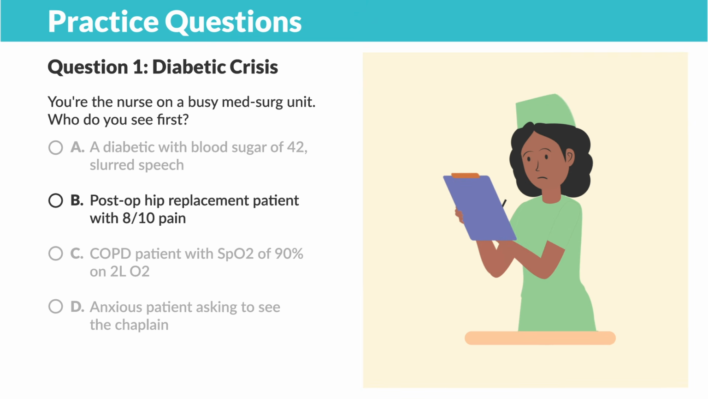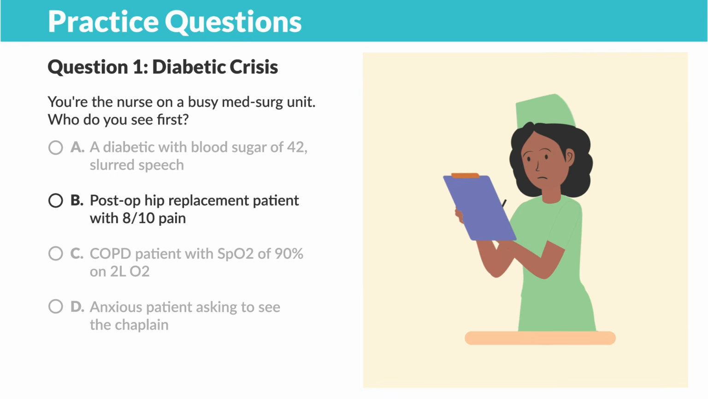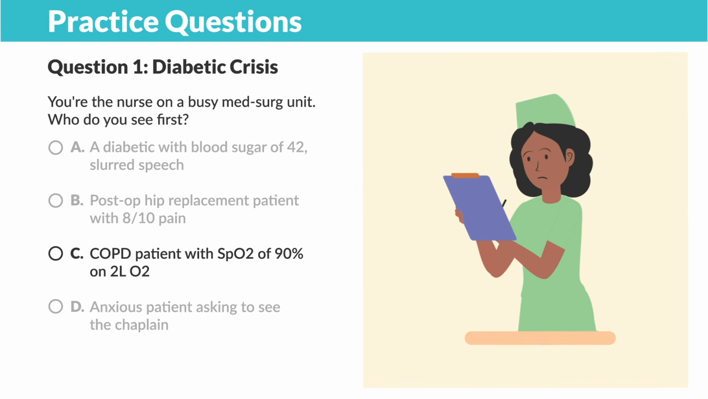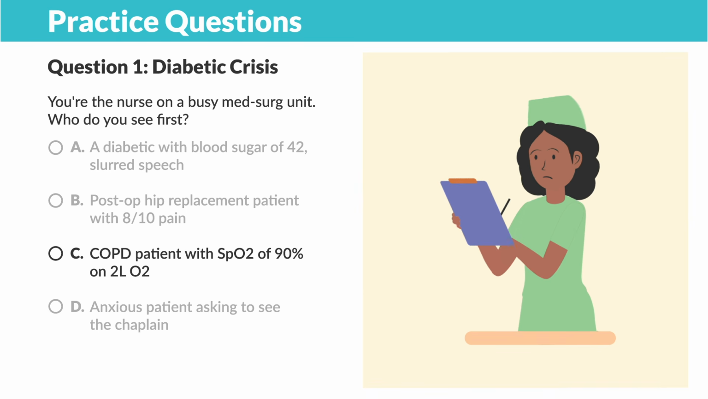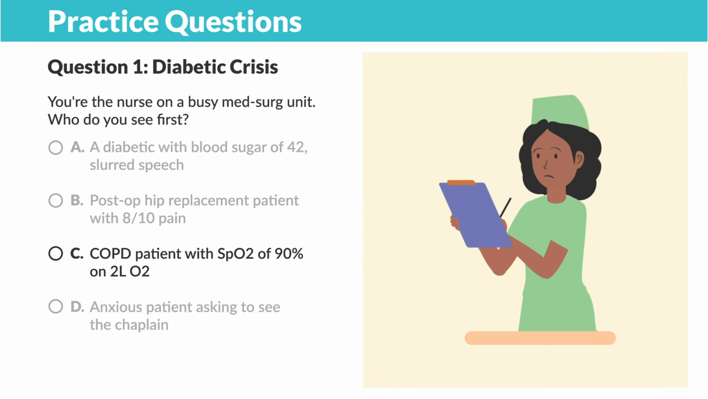What about the next one? Post-op hip replacement patient with 8 out of 10 pain. Well, pain is not necessarily first. So what about C? A COPD patient with an SpO2 of 90% on 2 liters of oxygen. Well, for clients with COPD, they typically have lower oxygen levels, so this is normal.